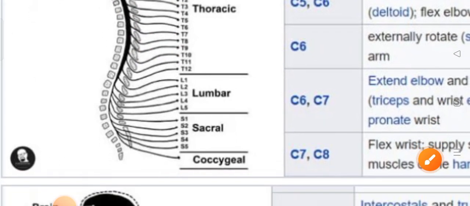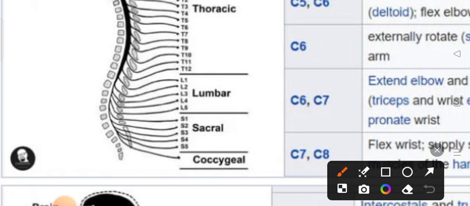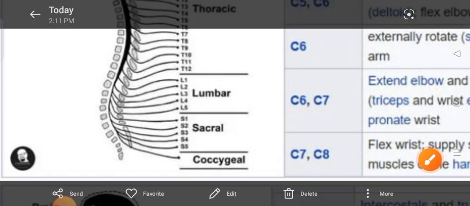Lumbar, how many are there? Lumbar L1, L2, L3, L4, L5. Okay, 5. Next sacral S1, S2, S3, S4, S5. 5. Coccygeal is a tail-like structure. This is the coccygeal, 1 to 2, 31 segments in total.